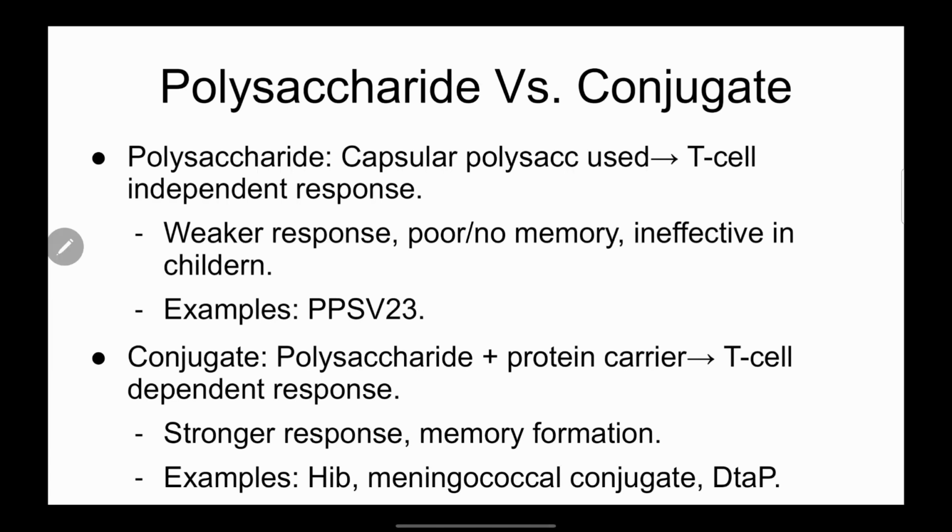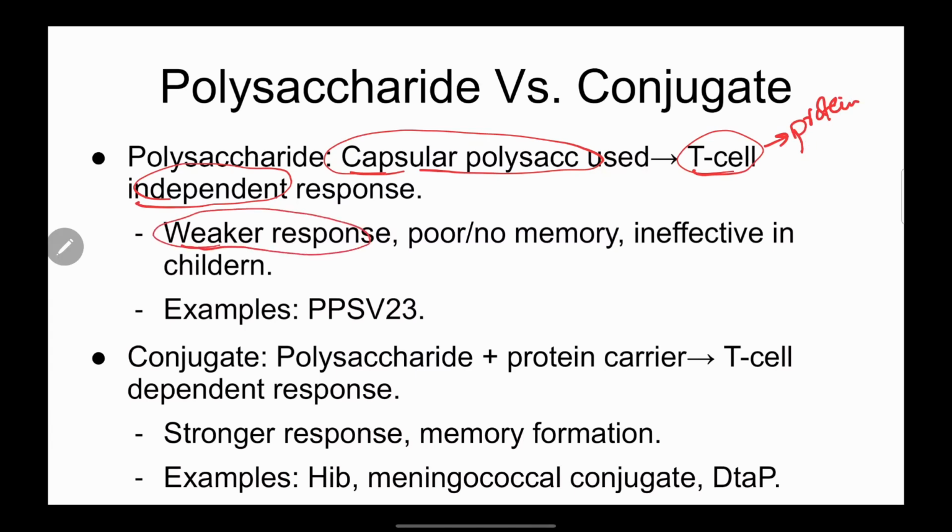Next, you have polysaccharide and conjugate vaccines. Polysaccharide vaccines use the capsular polysaccharides that are present mostly on bacterial surfaces, and that leads to a T cell independent response. Now, can you tell me why it's a T cell independent response? Exactly. The reason being that T cells require a protein structure. If there is no protein structure, the T cell cannot recognize it, and this is the reason why they have a weaker response. You don't have formation of memory B or T cells, and it is ineffective in children.